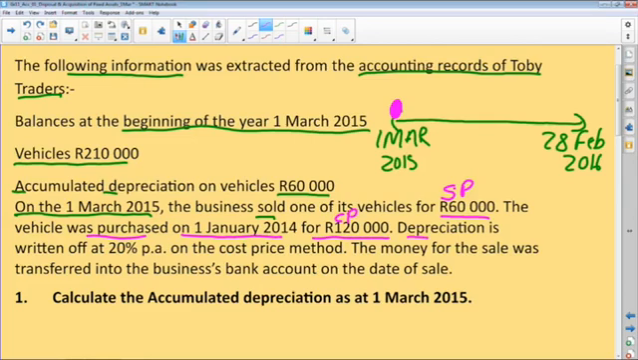Depreciation is written off at 20% per annum on the cost price method. The money for the sale was transferred into the business's bank account on the date of sale. So clearly, this was a cash sale. Okay, we received the money immediately.